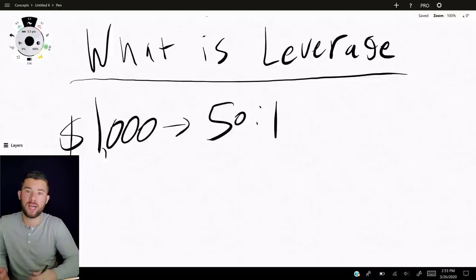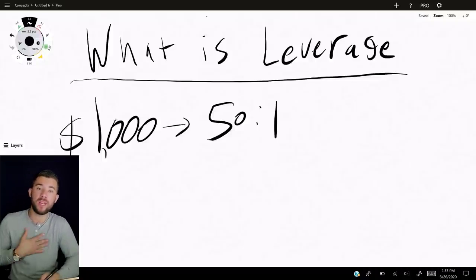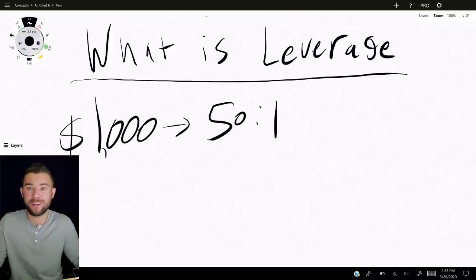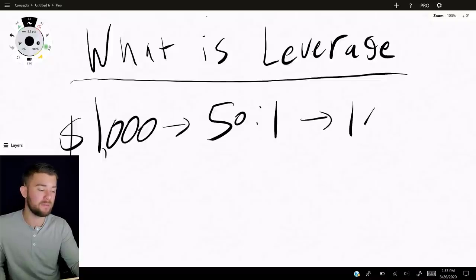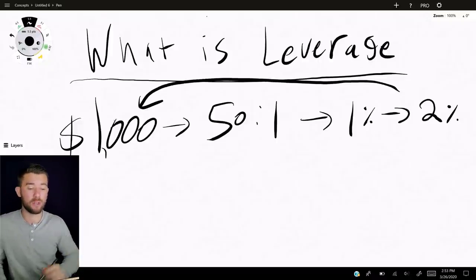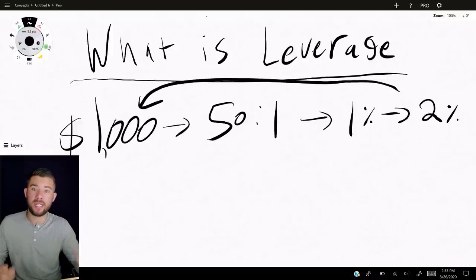Well, it's first to decide what your risk management plan is going to be. How much are you going to risk per trade? For me, and only for me, I'm not suggesting anything to you, this is for entertainment. I hope you're entertained. For me, I risk between 1 and 2% of my total account balance per trade. So in this case, that would be $10 to $20. Let's keep it simple with $10.